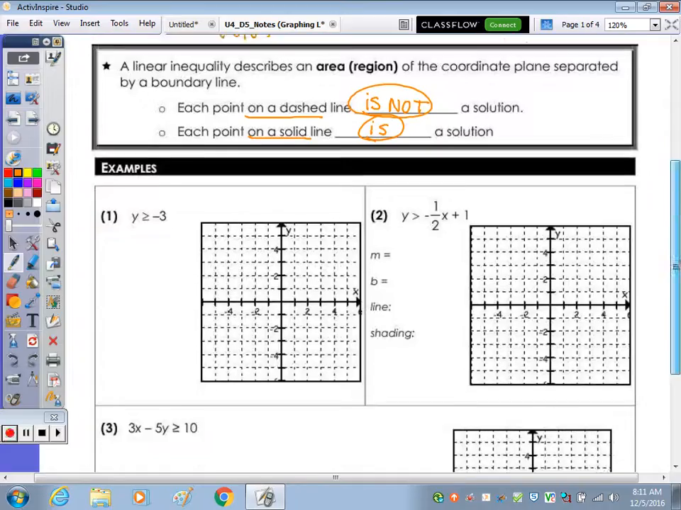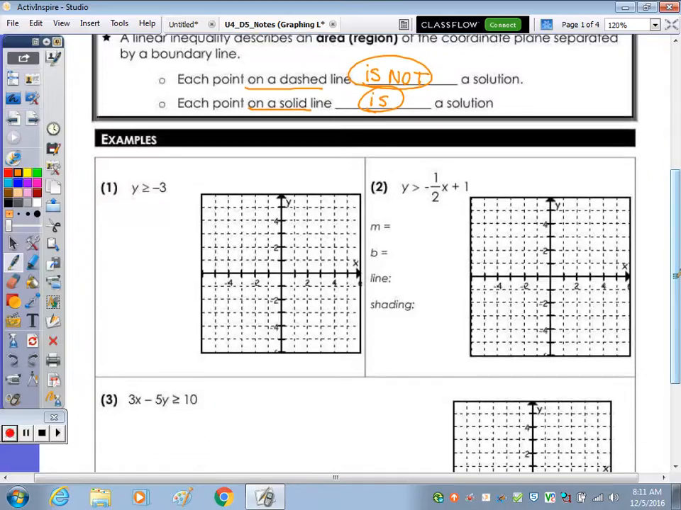The first one's pretty easy. So we graph it as if it was y equals 3, and y equals 3 is a horizontal line passing through a y-intercept of 3. Because of the equal to part of the symbol, it is going to be solid. Here's y equals 3. But, I'm sorry, it's y equals negative 3. We're down below.